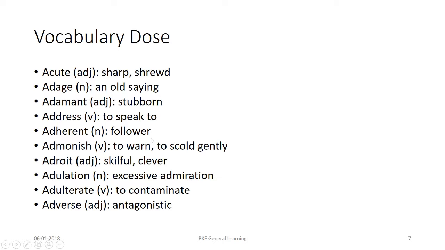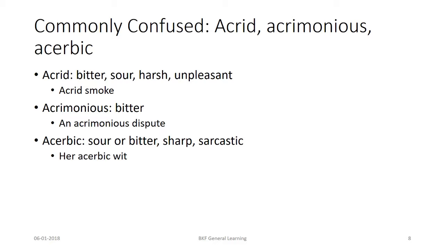Adherent is a noun, which means a follower. Admonish is also a verb, which means to warn or to scold gently. Adroit is an adjective, which means skillful or clever. Adulation is a noun, which means excessive admiration. Adulterate is a verb, which means to contaminate. Adverse is an adjective meaning antagonistic.